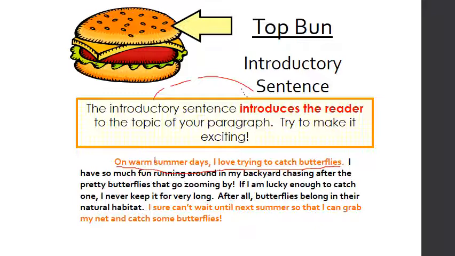I'm talking about summer days, okay? And what I do on summer days is the main idea, which is catching butterflies. So here the topic is warm summer days, and the main idea is trying to catch butterflies. You see, in each topic sentence, I have a topic and a main idea, and the main idea is the one that I support with my details.